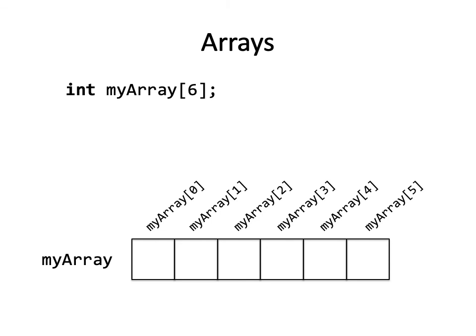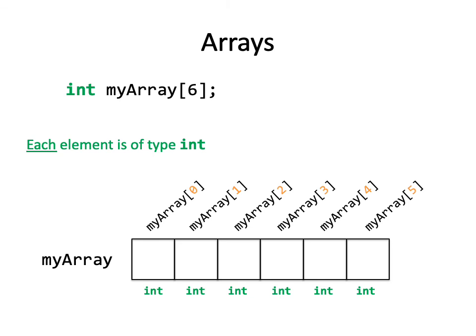So let's examine what this looks like. Here we have a declaration of myArray with 6 values in it, 6 integers. Let's see what this looks like. Here, this is the variable name in purple. Here, we're declaring it to be a type integer array. So that means that each one of these values in the array are going to each be an integer.